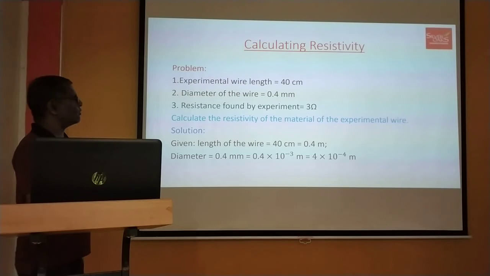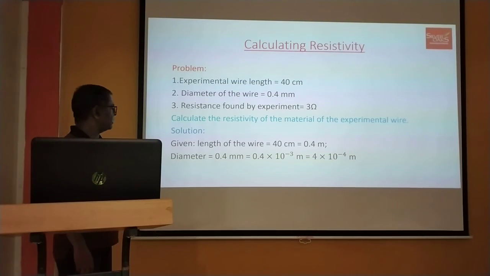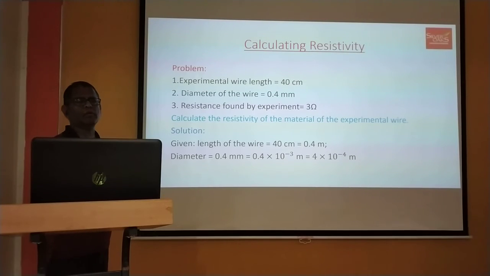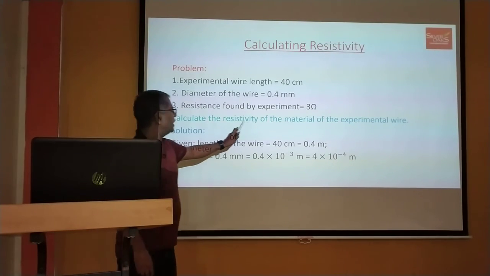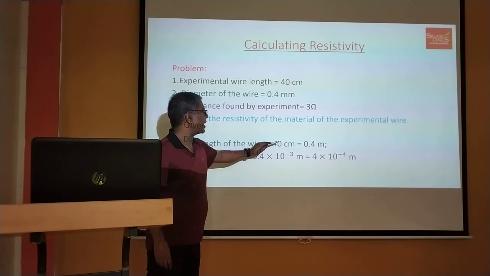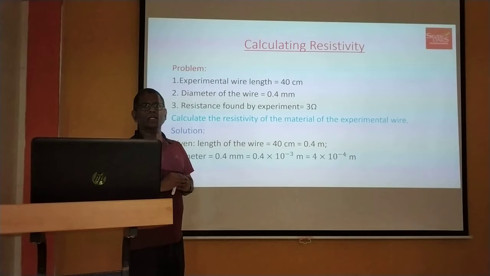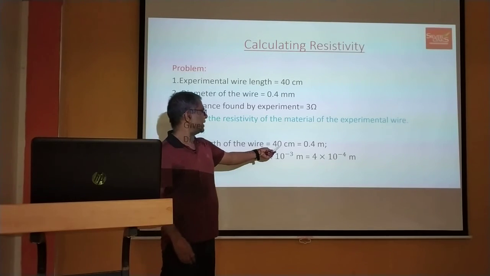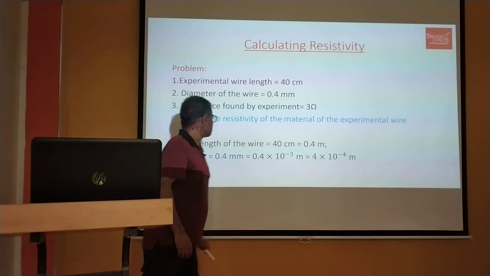This was the actual experiment. So what is given? We have to solve the problem. For solving any problem, I told you, first find out what is given and what you have to find out. The length of the wire is given, which is 40 centimeter. Because the unit of resistivity is ohm meter, this has to be converted into meter. So 40 centimeter divided by 100 is 0.4 meter.